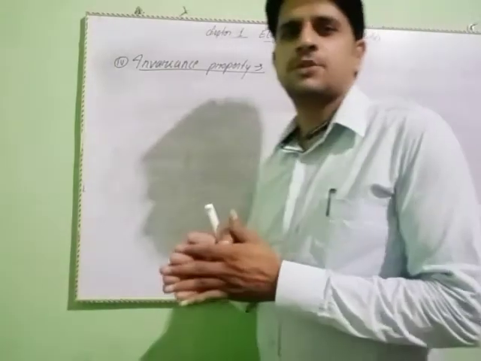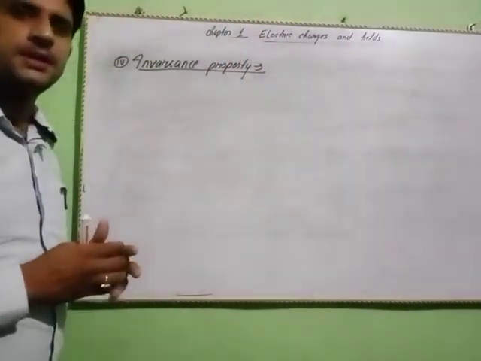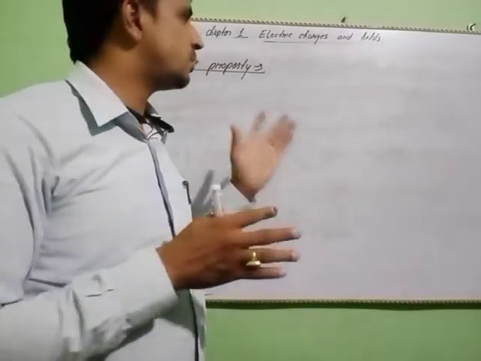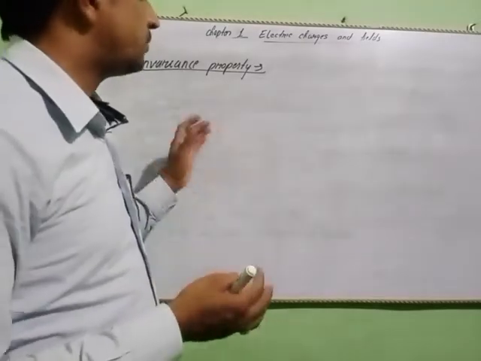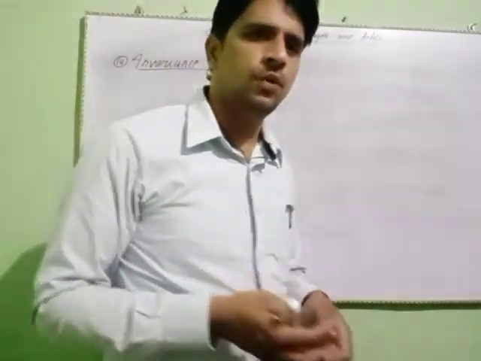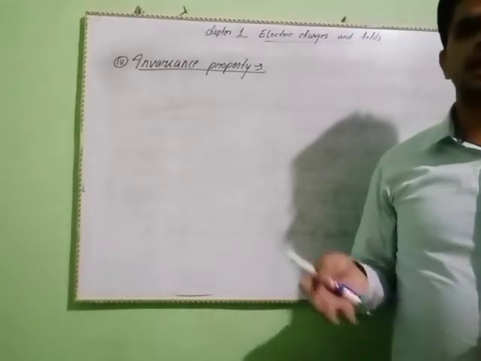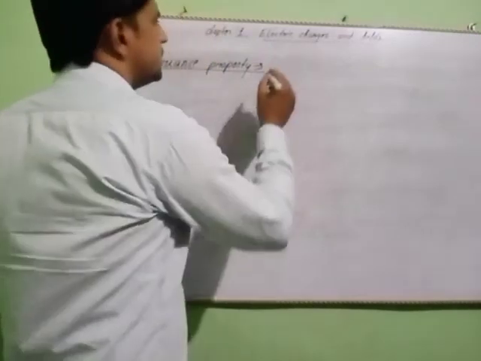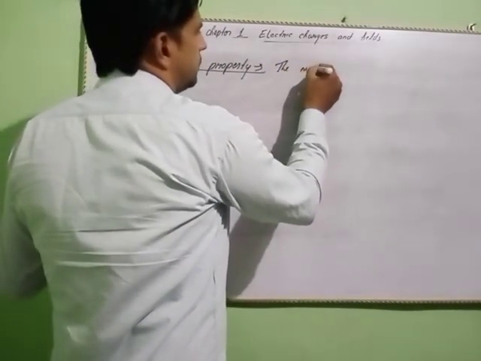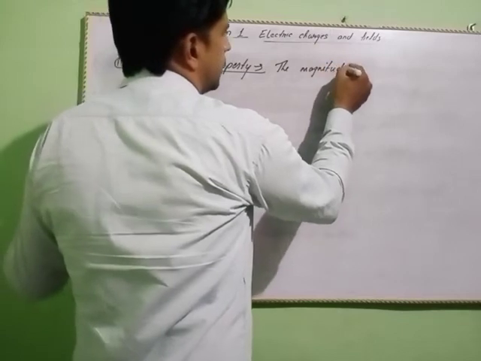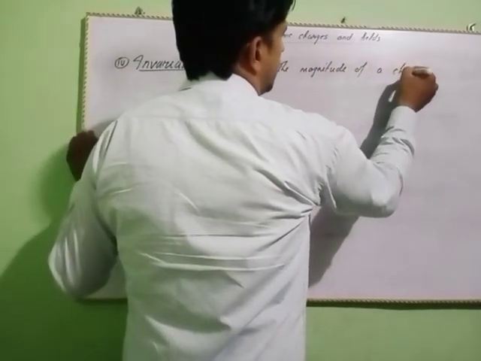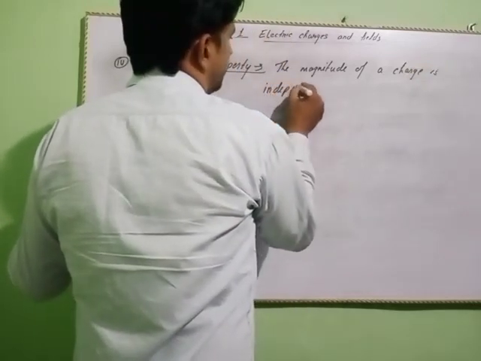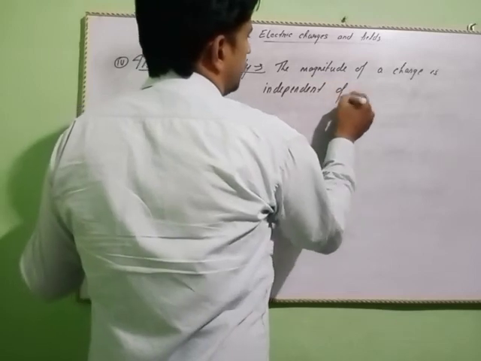And the last property of charge is the invariance property. What is this invariance property? This property actually says that charge does not depend on the motion of the charged particle. Means if a charged particle is at rest or moving at any velocity, the magnitude of charge is not going to change. Means it is independent of motion of charge. The magnitude of a charge is independent of its velocity of motion.